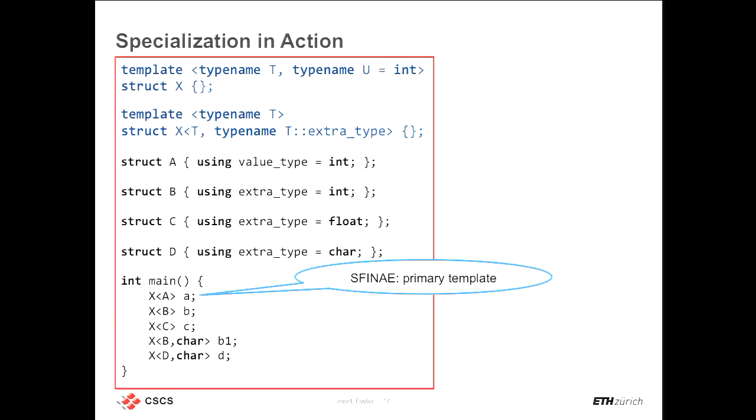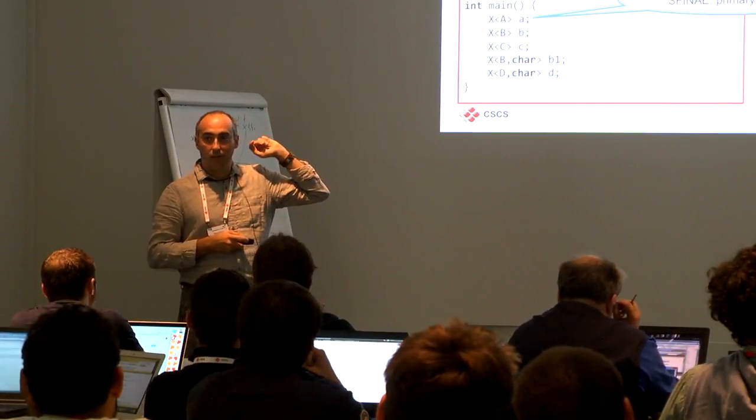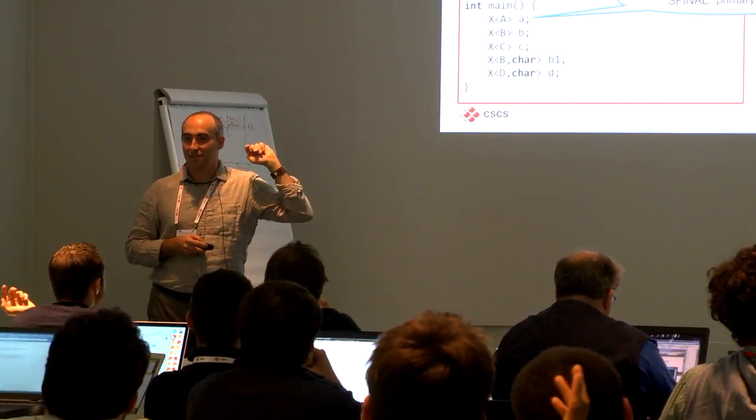The second one is B, right? XB. What happens in the case of B? Who says the primary template? Who says the specialization?